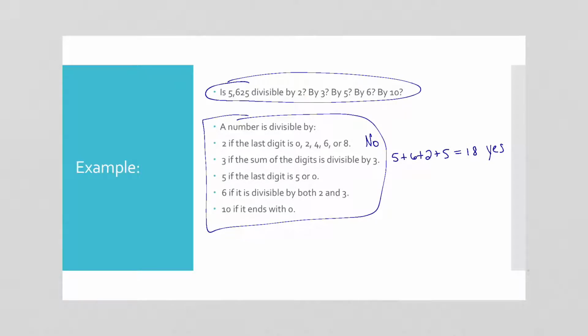Alright, so is it divisible by 5 if the last digit is 5 or 0? So the last digit is 5, so I would say yes on that one. Is it divisible by 6? It has to be divisible by both 2 and 3. And since it's not divisible by 2, I would say no on this one. It has to be divisible by both. And is it divisible by 10 if it ends in a 0? It does not end in a 0, so I would say no there.